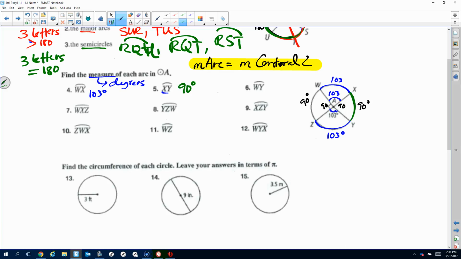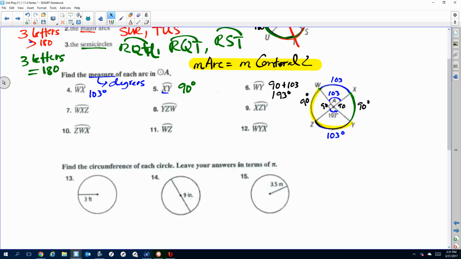For WY, okay, I'm going from W all the way to Y. So if I'm at W and I go to Y, now the beauty about this is I can go to the left or I can go to the right, and it's still going to be the same answer. We should have 90 plus 103, because we add the parts together, we get 193.